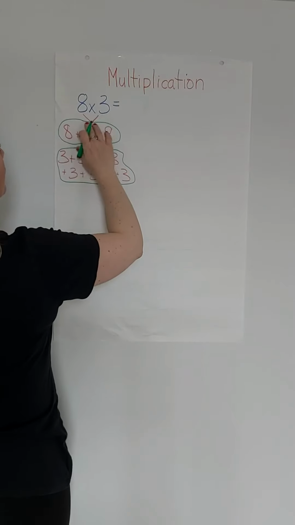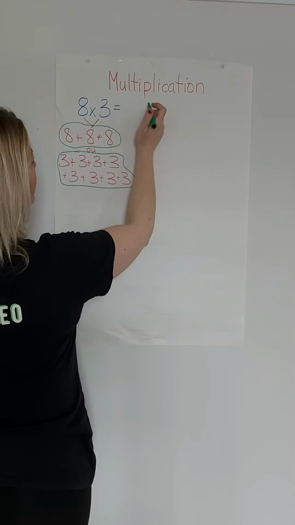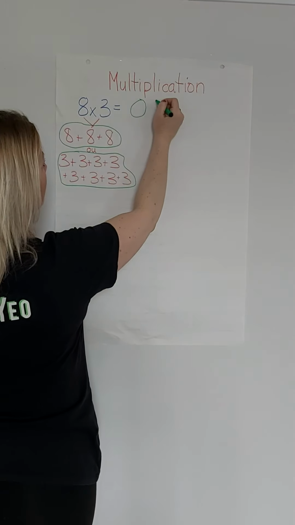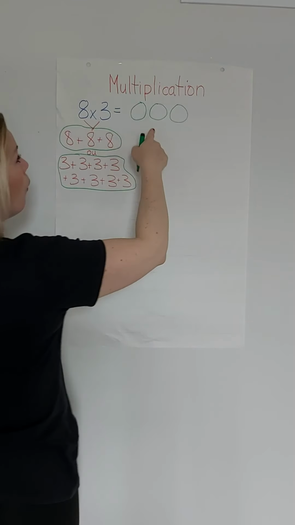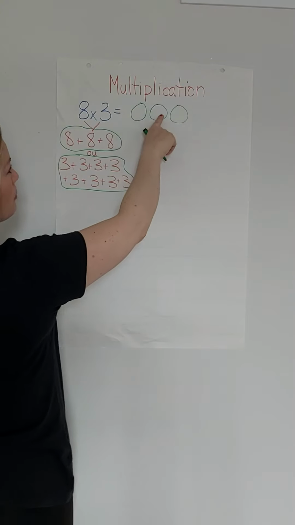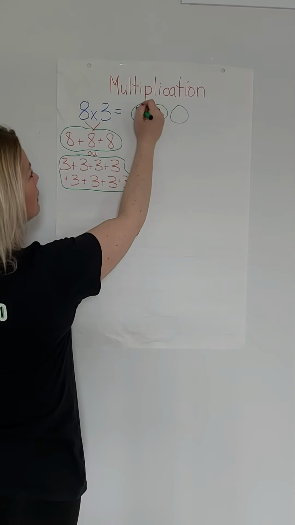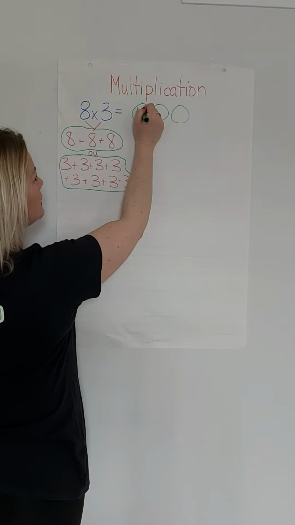So, 8 fois 3. Ça veut dire vraiment que vous avez 3 groupes. 1, 2, 3. 3 groupes. Or you can make 8 groups, it's up to you, but let's make 3 groups, okay? In each group, we're going to put 8. 1, 2, 3, 4, 5, 6, 7, 8.